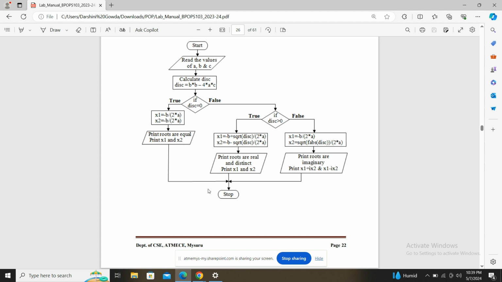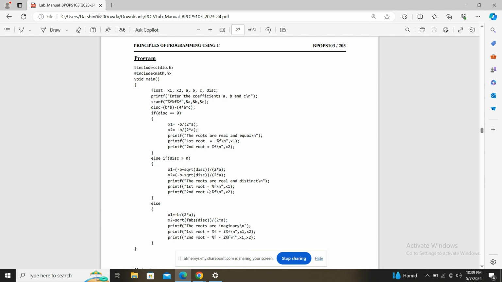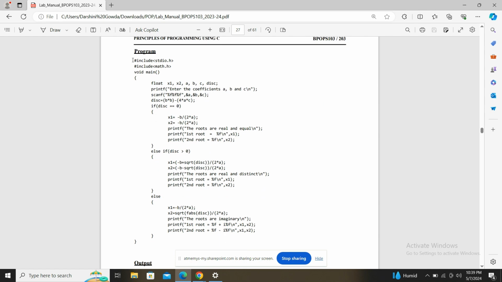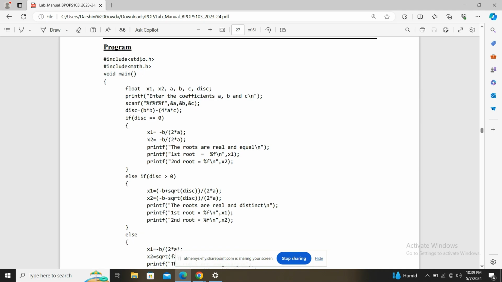Now let us understand the actual programming code. As usual, we start our program with two header files: the first is hash include stdio.h and the second is hash include math.h. We include stdio.h because of the printf and scanf statements, which are also called input output statements. We also make use of one more header file called math.h.